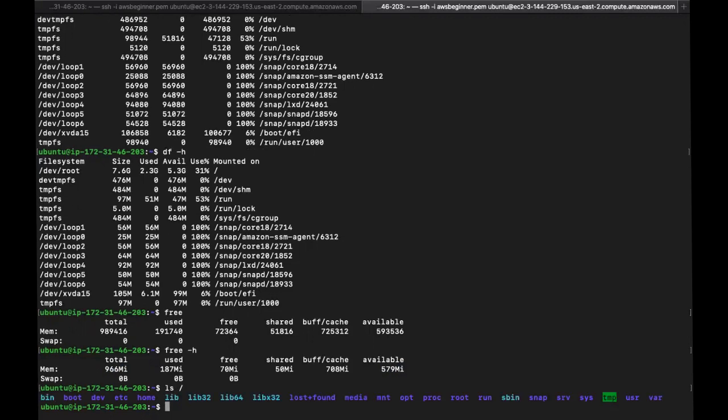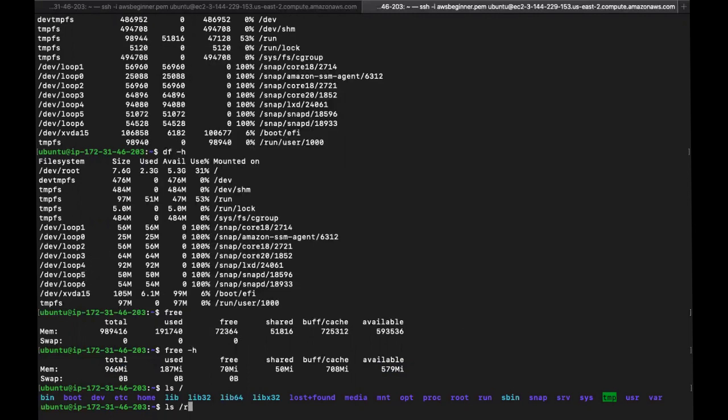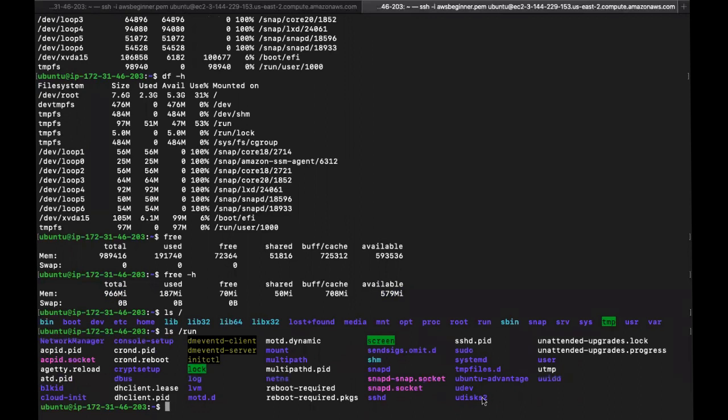In this video, we want to look at the run directory, right? Here it is. The run directory is where the OS keeps temporary data used by different processes, right? So let's ls into run. You'll find different temporary processes, and they are denoted by this .pid extension, right? So this is where we find temporary processes.